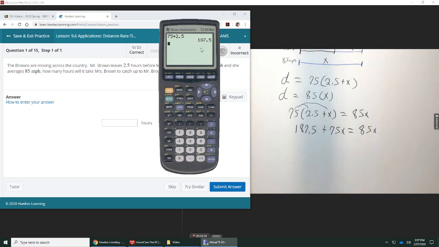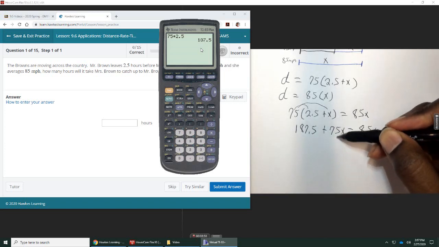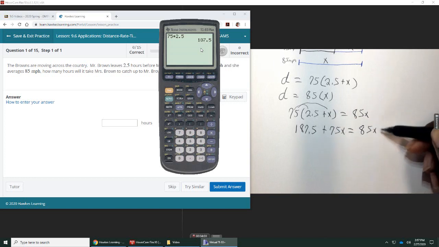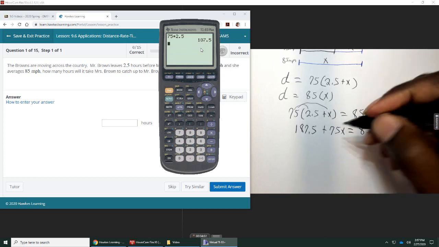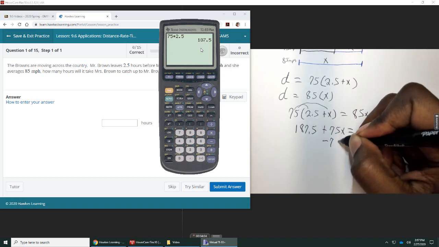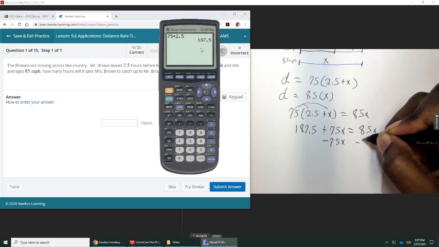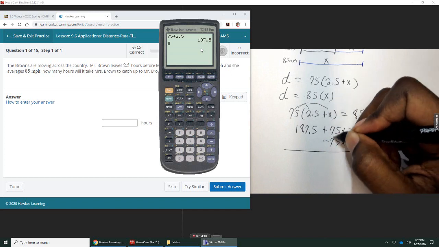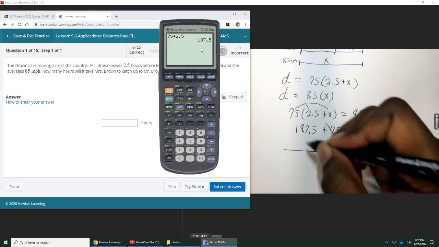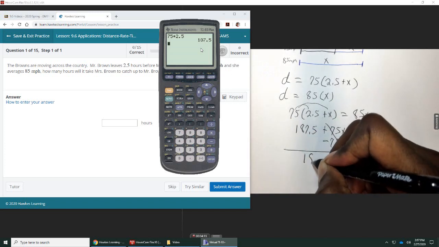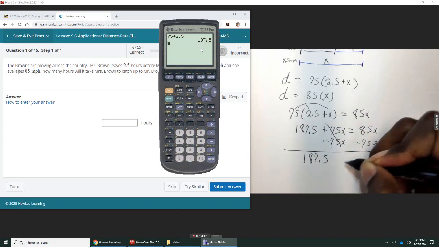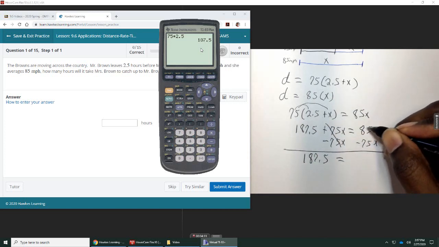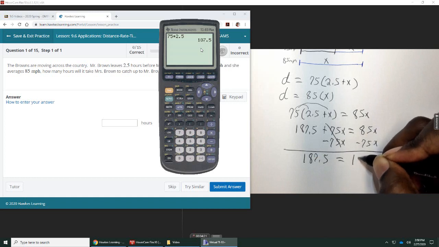Okay, so now to solve, we're going to combine the X terms. So we're going to subtract 75X so that we can move it over here with the 85. And positive and negative 75X will cancel, leaving us with 187.5 equals 85 minus 75 leaves us with the 10X.